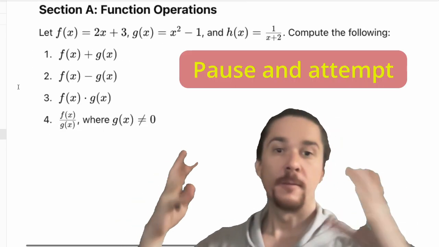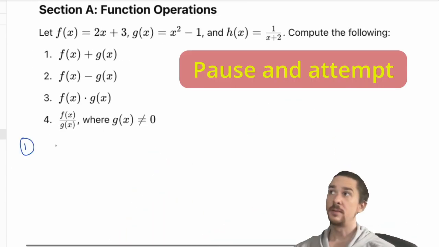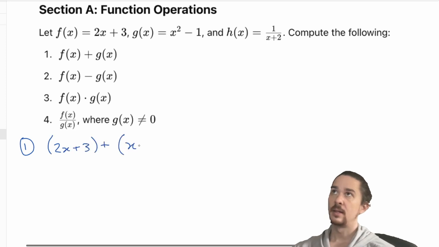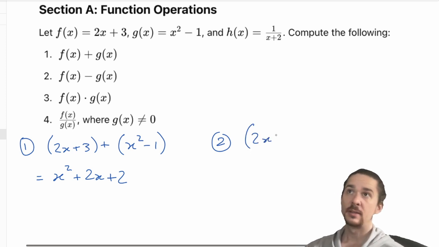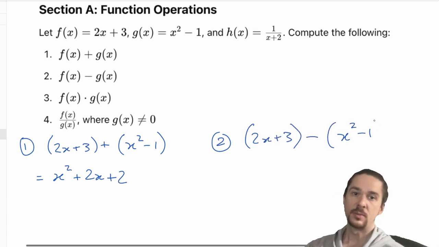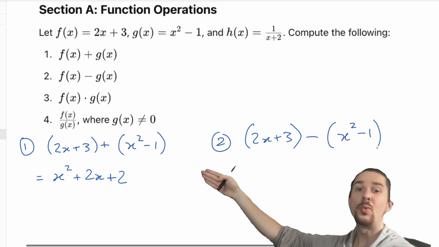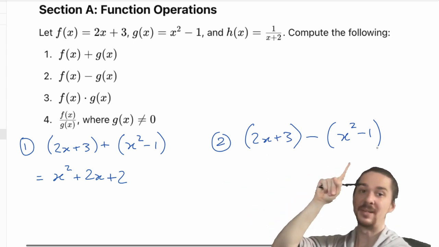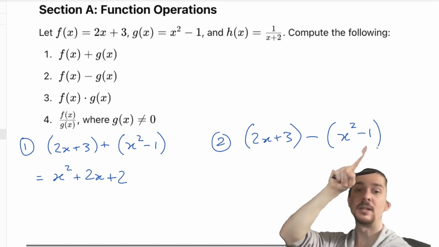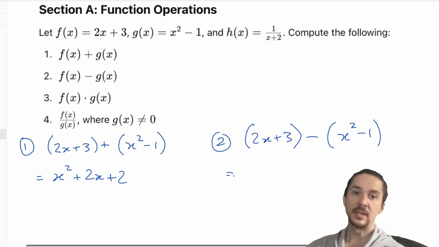Here we are doing function composition. F of x plus g of x is going to be 2x plus 3 plus x squared minus 1, which is going to be x squared plus 2x plus 2. F of x minus g of x is 2x plus 3 minus x squared minus 1. Now you'll notice when I was adding them, the brackets did no work for me. I didn't need to put them there, but I do it as a habit because they are doing work for me here. I need to have them here because I need to remember that this negative 1 is going to become a positive because of this minus sign out here. So in this instance, we're going to have negative x squared plus 2x plus 4.